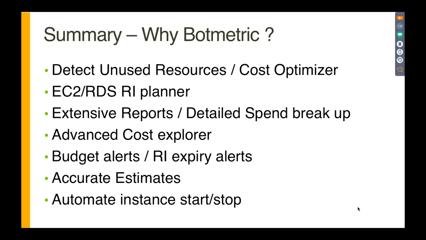A lot of customers have covered a lot of their own use cases just by using our advanced cost explorer. Budget alerts, and something which one of our customers recently was super happy about: he received an email saying that, hey, your RIs are going to expire in the next 45 days. He was really thrilled. He sent us a thank you note. RI expiry alerts is something which Botmetric sends you when it sees that you have an RI which is expiring, because right now there is no way in AWS for you to auto renew your reservations. Plus there is a chance that you would not want to auto renew. Those decisions you can take with the help of the RI planner. As I mentioned, Botmetric provides accurate estimates. Of course, since it is an estimate, it will keep on improving.